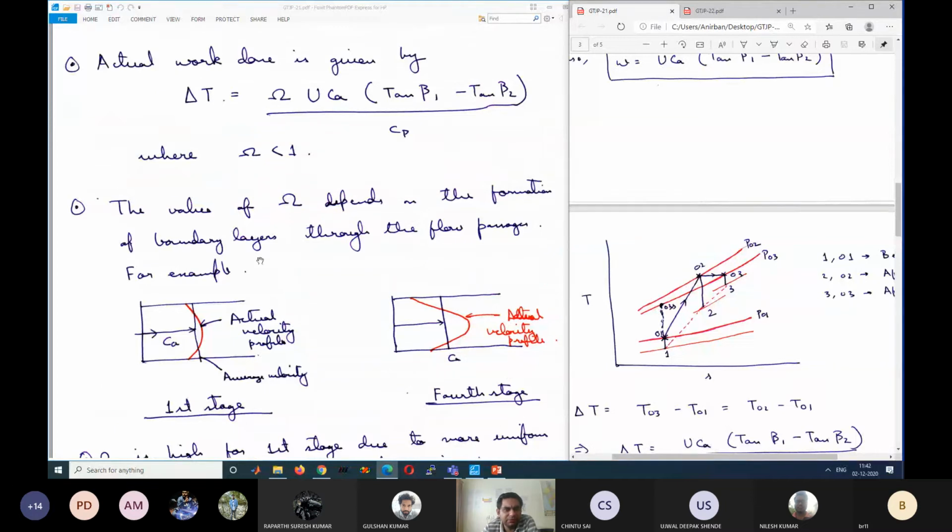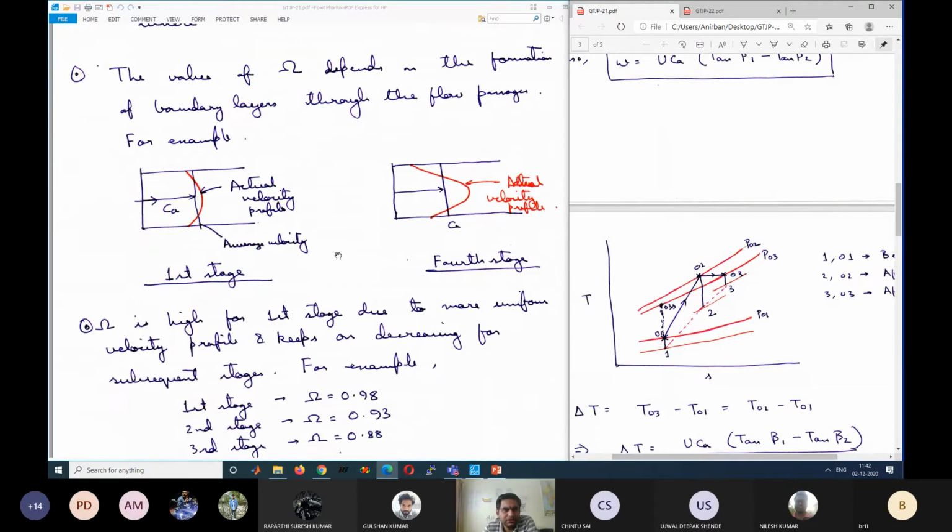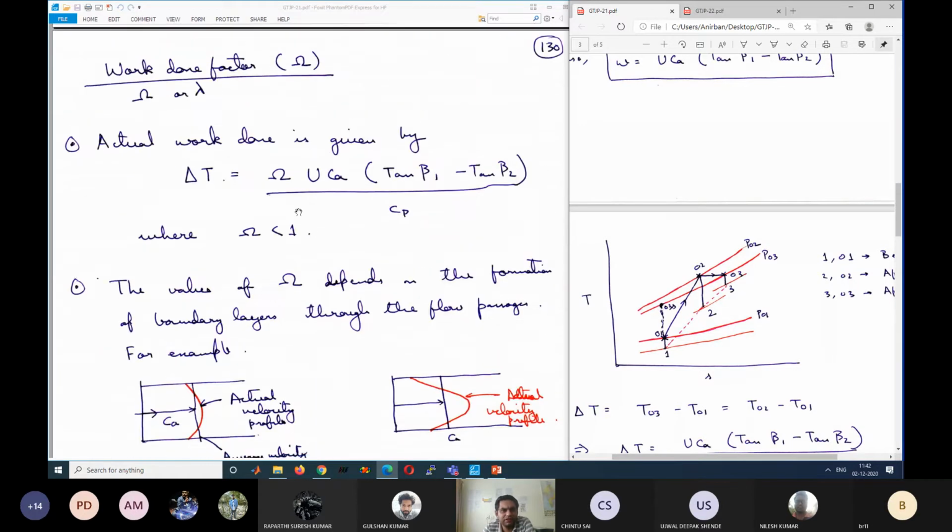the actual work input to the fluid gets reduced from the ideal equation. The ideal equation is derived based on the assumption that everywhere the actual velocity is Ca. But in actual case the actual velocity is not Ca everywhere. It is greater than Ca at the center and less than Ca at the tip and the root, like you can see here. So for the first stage the deviation is not much, so we can assume a very high value of work done factor. It is almost equal to the ideal case.